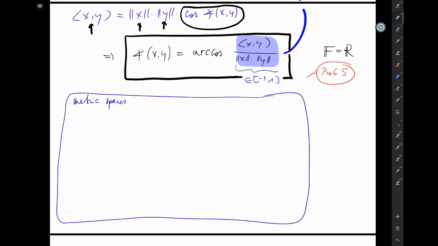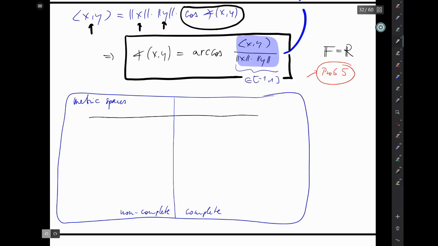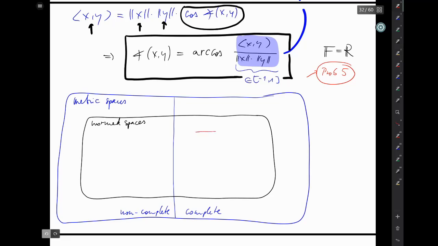And let's split those into complete and non-complete metric spaces. Okay. Now a special class of metric spaces are normed spaces. So this is contained in here. We saw that before. The normed spaces. And even more special are spaces that have a scalar product, because they automatically have a norm and hence a metric. So spaces with a scalar product.